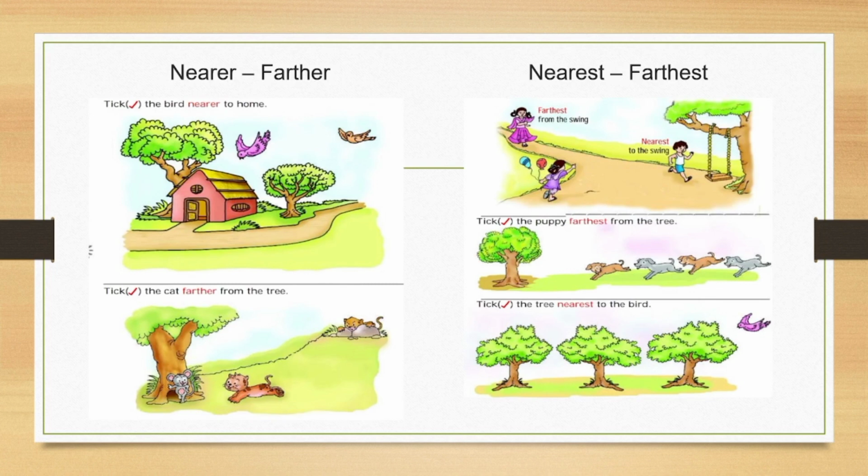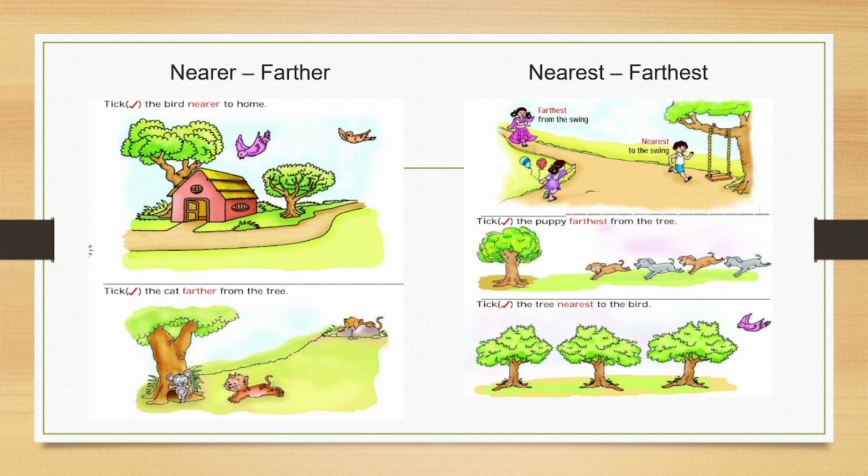Tick the tree nearest to the bird. Here is the bird. And which tree is nearest to the bird? This is the tree nearest to the bird. Got it? So, these are some terms that we should be familiar with.